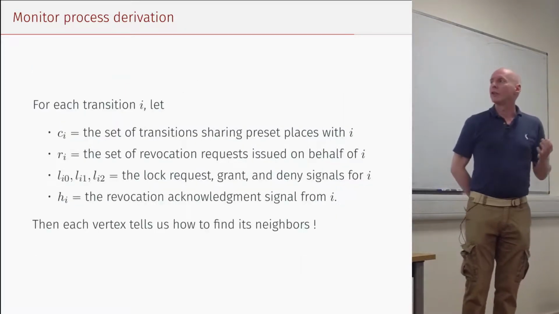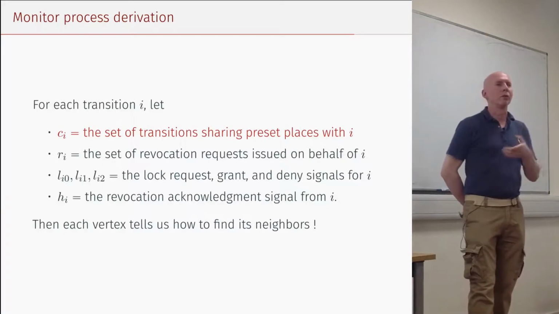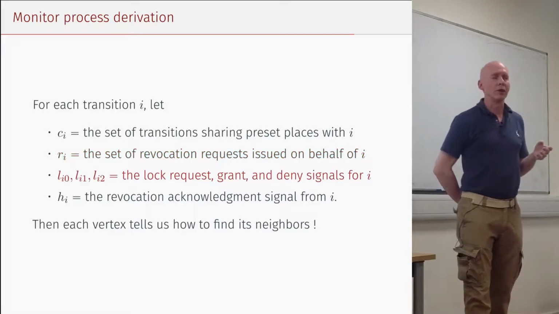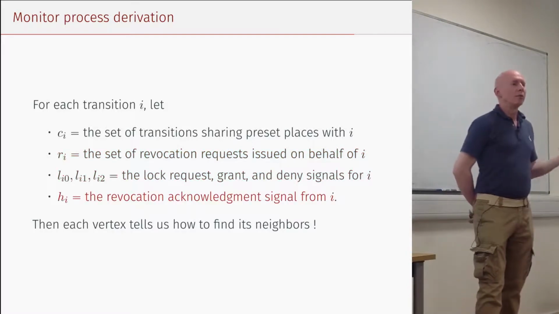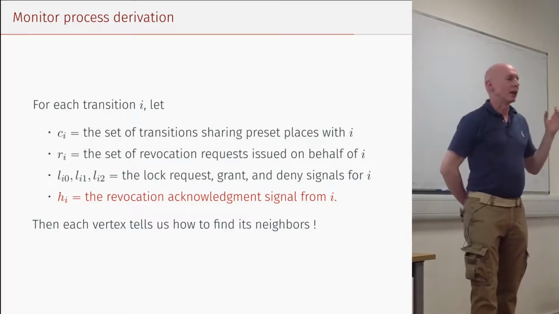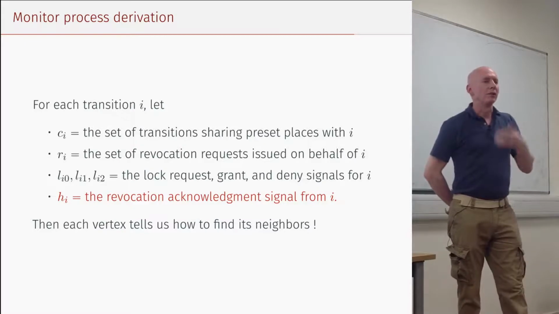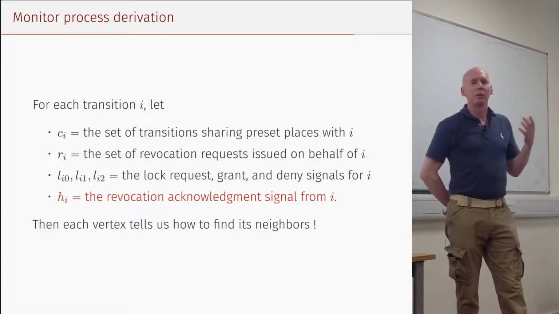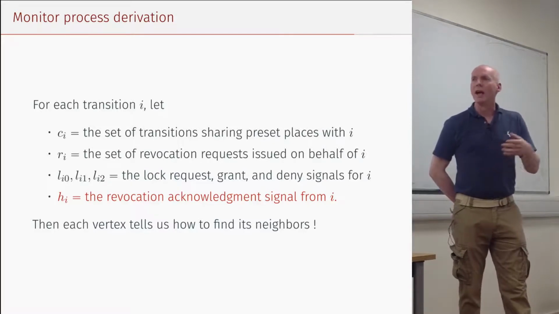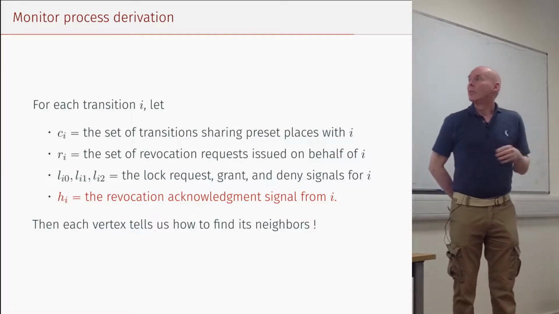For the ith transition, we have the set Ci of transitions that are competing with it, Ri of revocation requests sent when that transition requests a lock, the ith lock negotiation channel, and the revocation acknowledgement from the ith transition. If we know these things, then we can look at any vertex in the graph and infer the adjacent vertices to it in the graph, its neighbors, and then we can get the neighbors of the neighbors and so on until we've built the whole graph. That's the plan anyway. So how might that work?